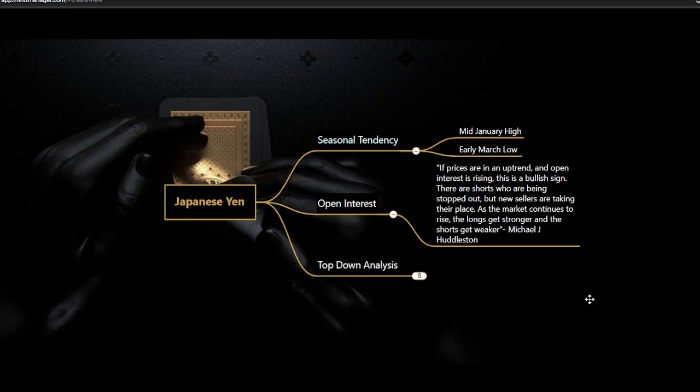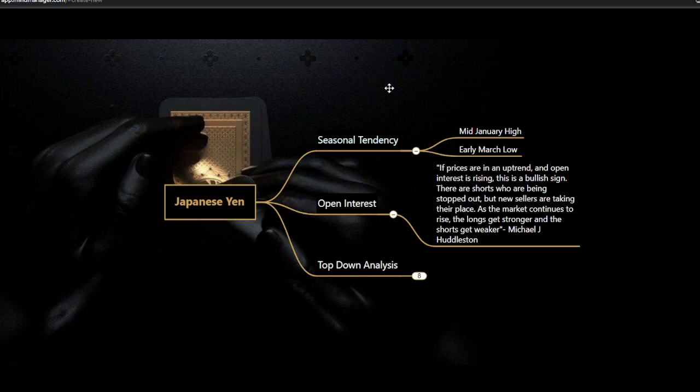And one of the things ICT mentioned, I'll actually link the video in the description, but he says, if prices are in an uptrend and open interest is rising, this is a bullish sign. There are shorts who are being stopped out, but new sellers are taking their place. As the market continues to rise, the longs get stronger and the shorts get weaker. Now, Michael mentioned this, and it's one of those things, once you actually take a look at the chart and you take a look at open interest, it becomes very clear why that is. And once we actually take a look at the chart, I'll actually show you guys.